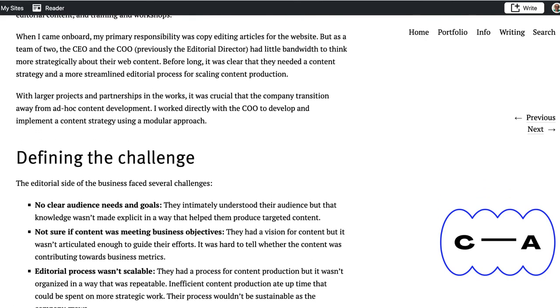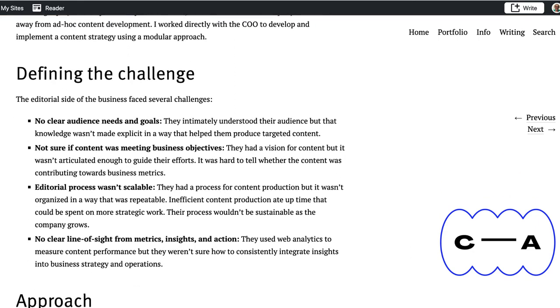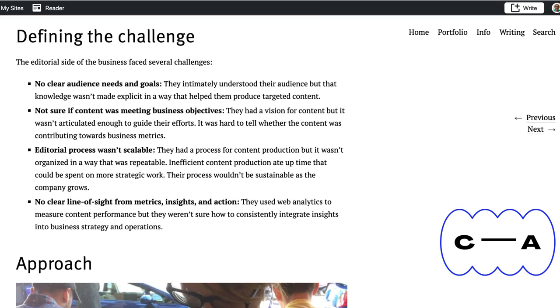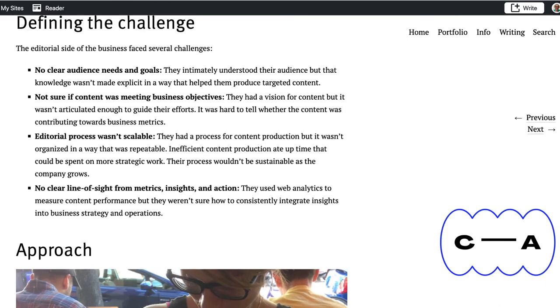Now we're going to look at the second level heading, defining the challenge. The narrative here mostly describes why Clem was needed. The bullets describe the tasks Clem thought most relevant in his work on the CMX website. So there were no clear audience needs or goals being met by the previous site, not sure if the content was meeting its business objectives.